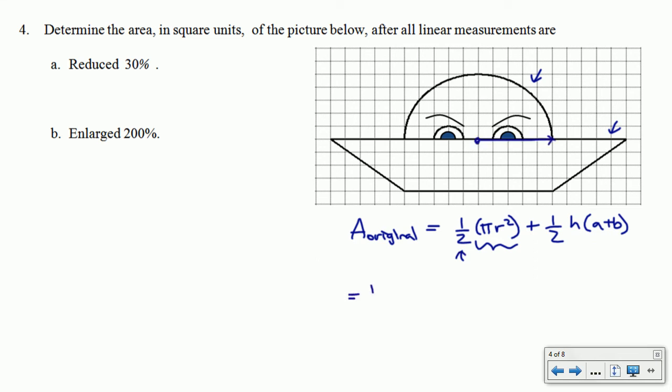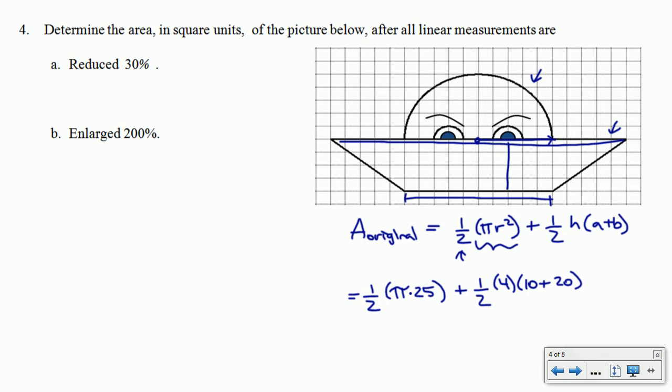So we have 1/2 times pi times 5 squared, which is 25, plus 1/2 times the height, which is 4, times a plus b. A is 10, that could be that length, and b is 20, so that would be this whole length. So the area of the half circle works out to be 39.26 and some other digits, and the area of the trapezoid works out to be 60, so the original area is 99.3 units squared.